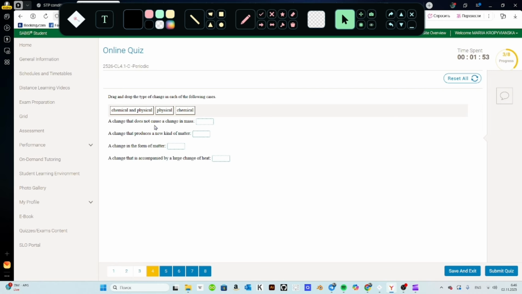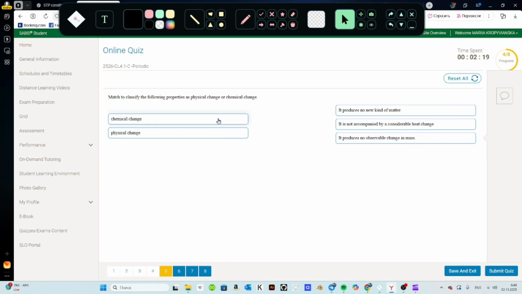Now, a change that does not cause a change in mass. It can be said of both, because we know that during any chemical reaction, mass is conserved. A change that produces a new kind of matter, that's a chemical change. A change in the form of matter, that's a physical change. And a large change of heat, that's chemical.